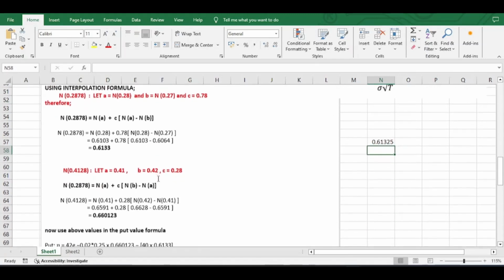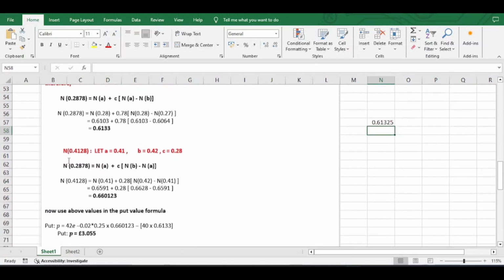Now apply the same principle onto the next number, the value of D2. So the value of D2 is 0.4128. Then we make the combinations of these numbers. Let A equal 0.41, the first two numbers, and B equal the first number and the third number, 0.42. And C is the last two numbers, C equals 0.28. I forgot to put the normal distribution sign with that.